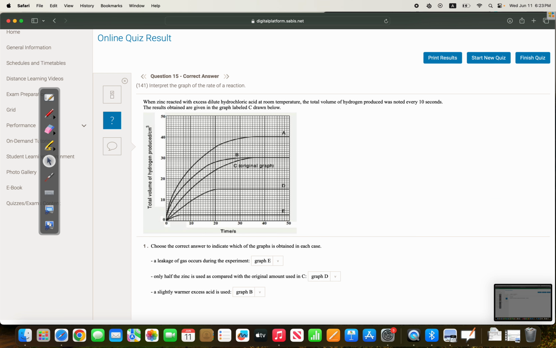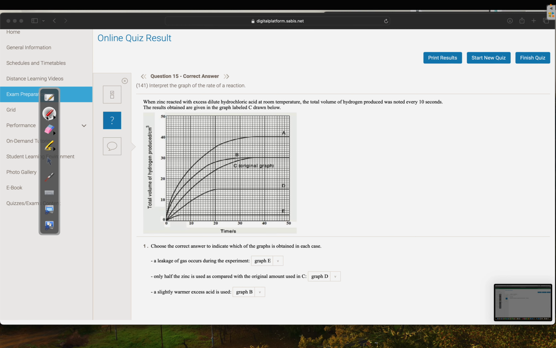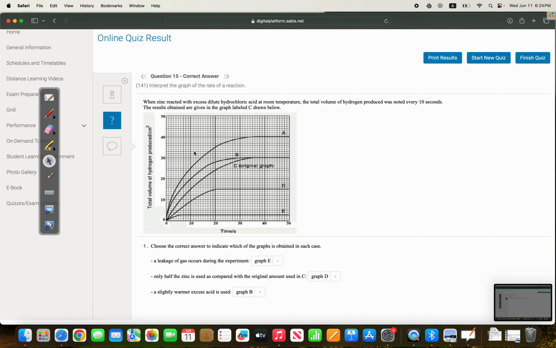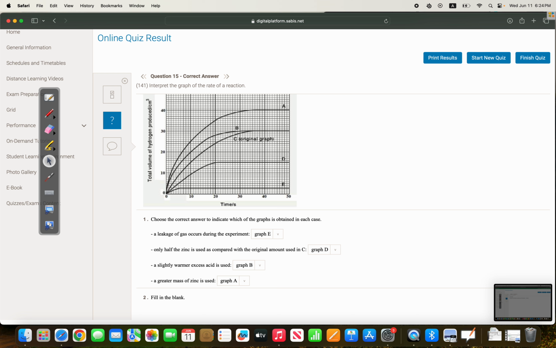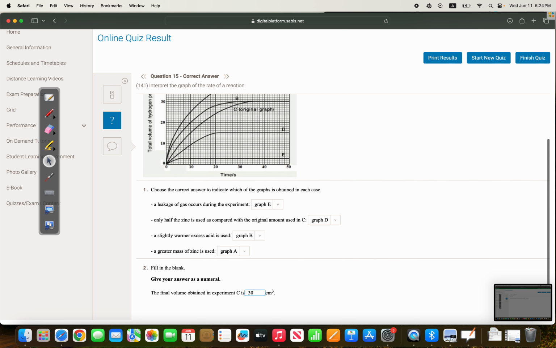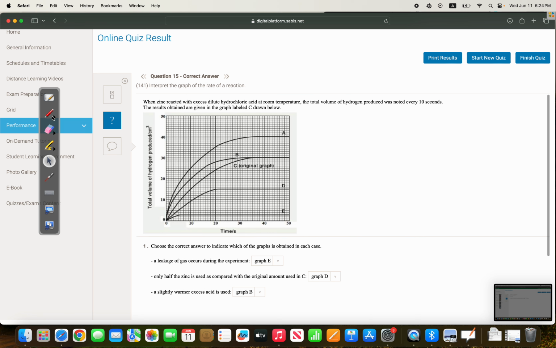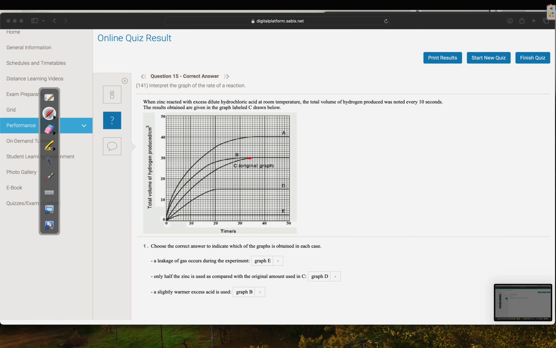This is because the only case that it's A is when there is an increase in concentration of reactants. And then A, as we said, is only an increase in concentration of the reactant. The final volume obtained in experiment C, so here we have experiment C, right? We keep moving horizontally till we intersect the y-axis, which is at 30 cm³.